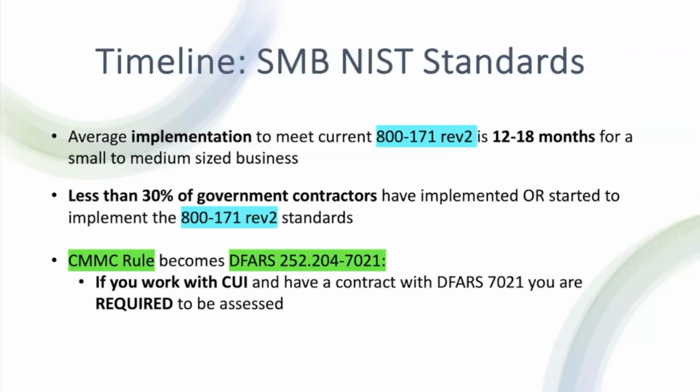Timeline for someone like a small business or even a medium-sized business, even mid-markets, to reach the NIST standards of 800-171 revision 2, which is currently where it's at, it is moving towards revision 3, is about 12 to 18 months for those SMB-sized businesses. Today, less than 30% of government contractors have implemented or even started to implement the standards that you need to meet not only these NIST requirements, which again are in government contract clauses currently as a self-reporting, but let alone to meet CMMC.